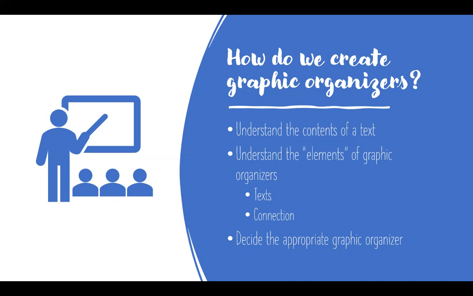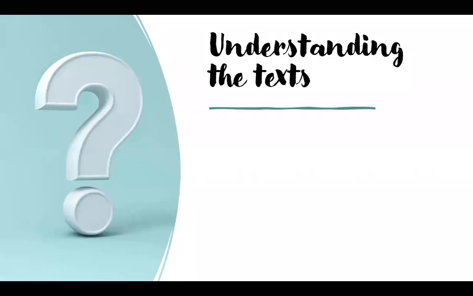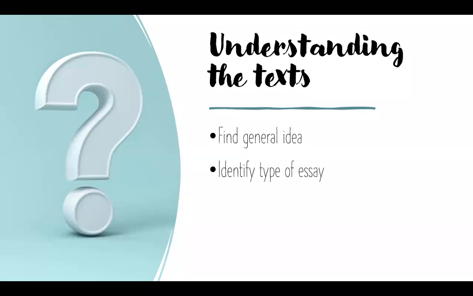Now let me give you more detailed examples of how to create one. First of all, how do you understand a text? Like I mentioned, you understand a text by first finding the general idea, which you have learned. Finding the general idea can be done by reading the first paragraph and the first sentence of each paragraph and finding interesting or important information from there. The second thing is we need to identify the types of essay. By knowing the type of essay, we will know our text better.